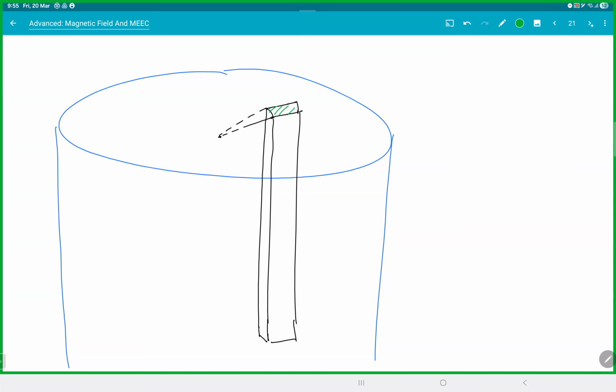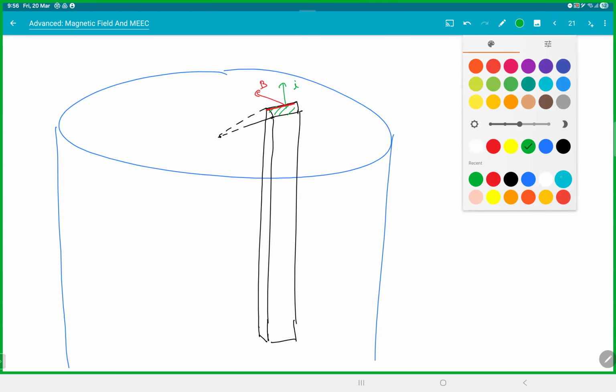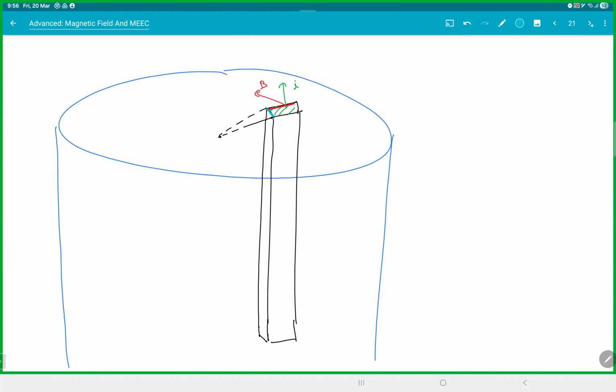So in this region, the current I is flowing. In this region, the magnetic field is B. Right? And the force is acting here. I hope you're able to see now. So you should take this area for the force.